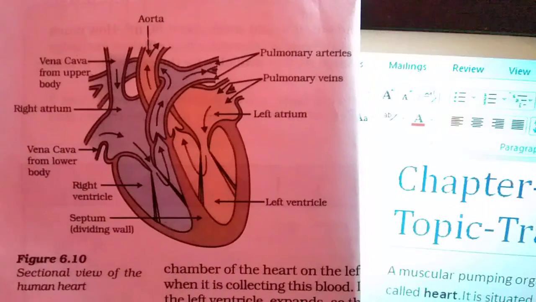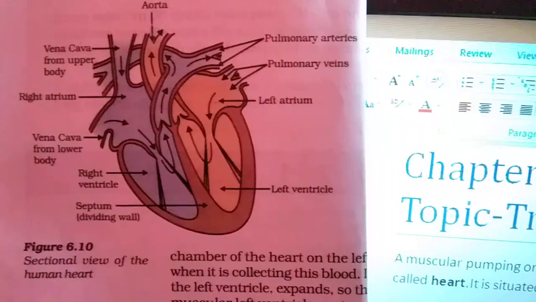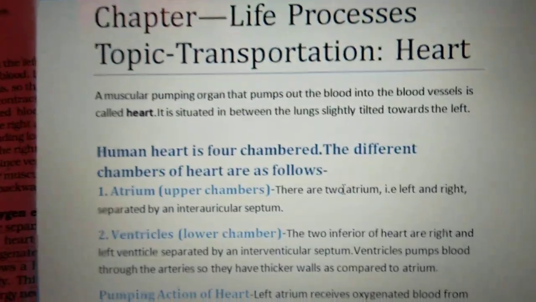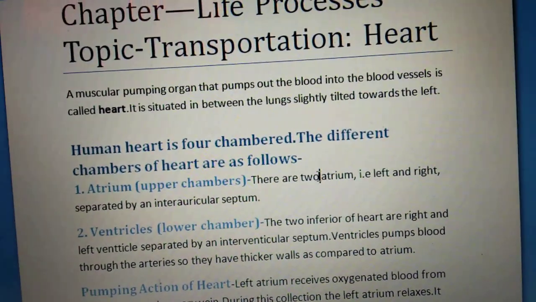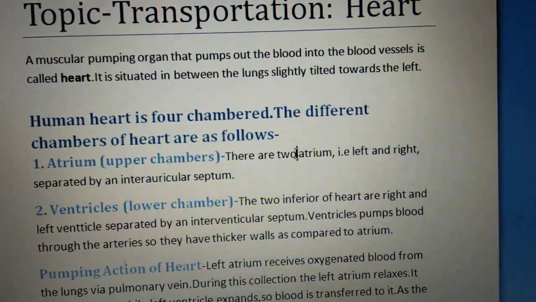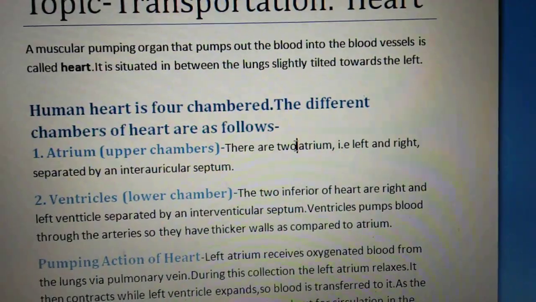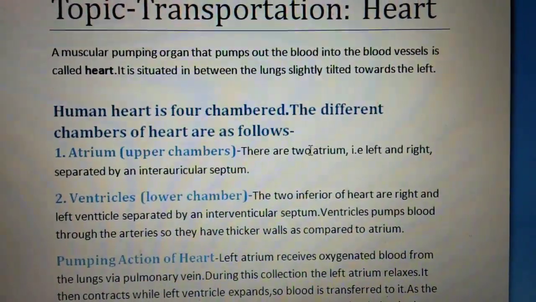Now today I am going to tell you how the blood is pumped by the heart. So that means we are going to learn the structure of the heart and its function. So the heart is a muscular pumping organ that pumps out the blood into the blood vessels. Okay, and it is situated in between the lungs and it is slightly towards the left.